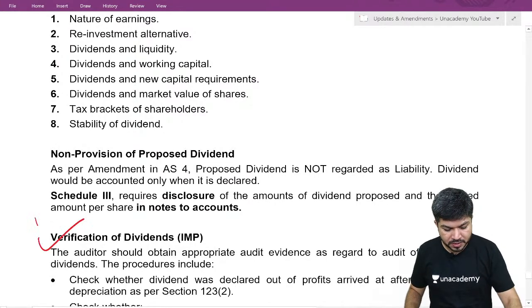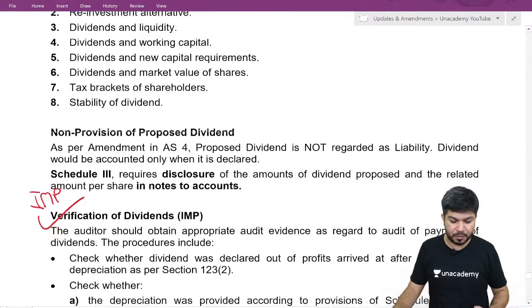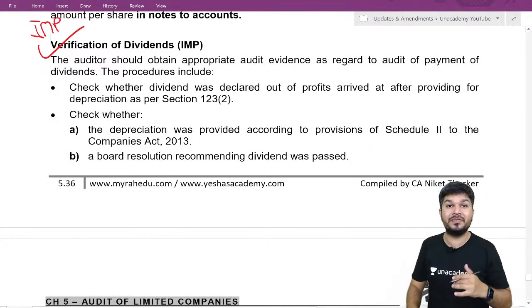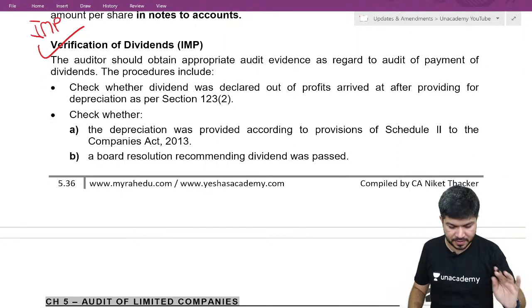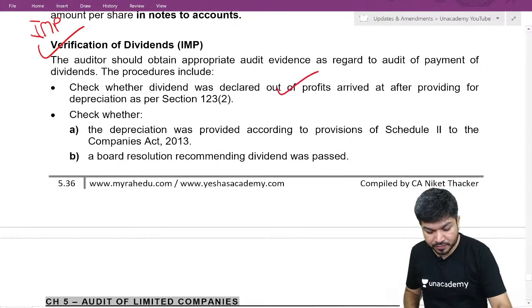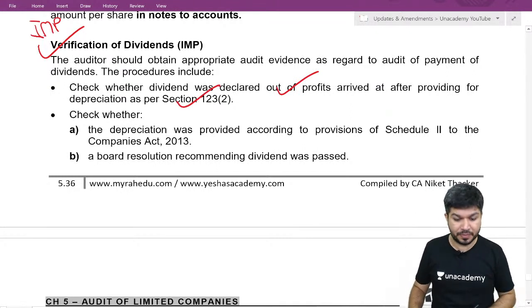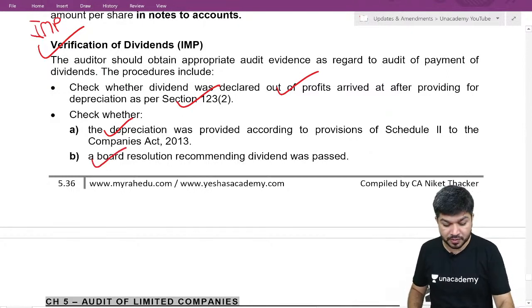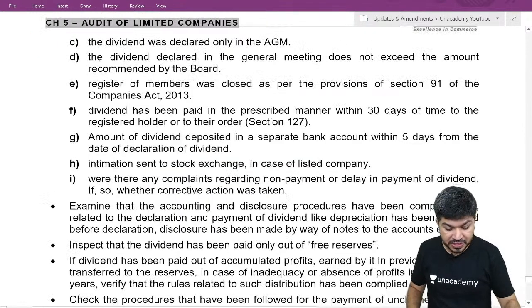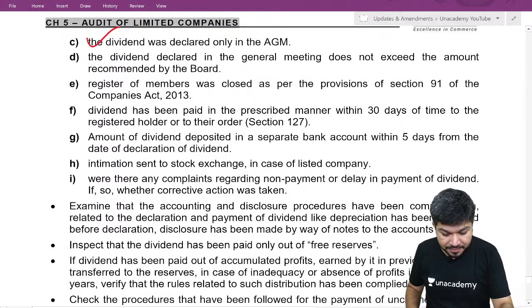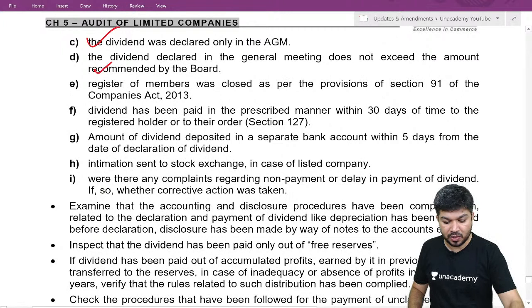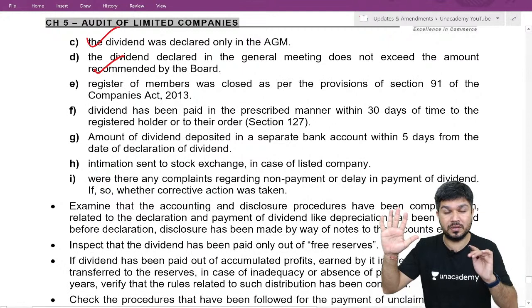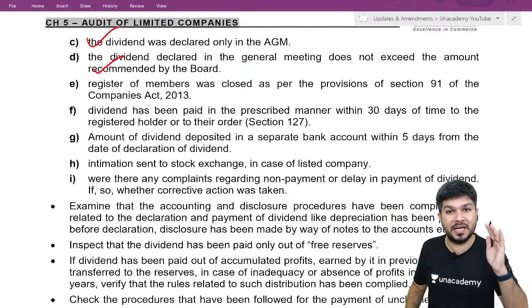Okay. Important is verification of dividend. Mark that as important. In the whole dividend part, this is the most important. As an auditor, how do we verify dividend? We just have to write all these sections. One, we need to check the dividend is out of the profit which is allowed as per section 123. We need to check the depreciation given is as per Schedule 2. We need to see the board resolution for recommending dividend. We need to see shareholders' resolution declaring dividend at an AGM, and it cannot exceed the dividend recommended. If the board has recommended 20%, shareholders can declare 20 or less.